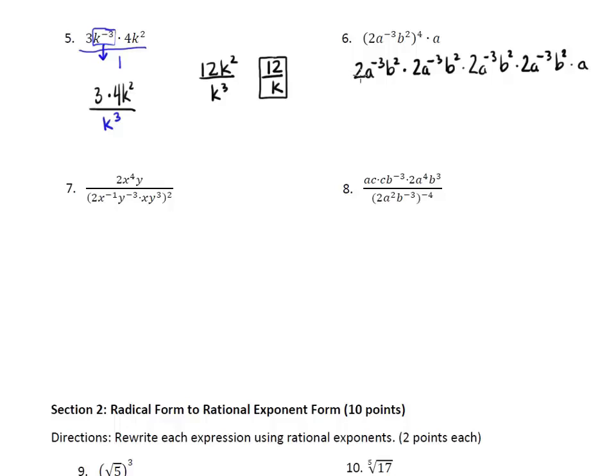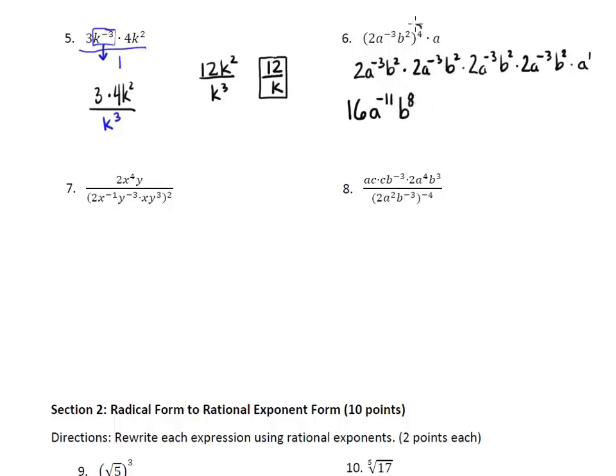All right, so now we've got 2 times 2 is 4, times 2 is 8, times 2 is 16. I have negative 3 a's, another negative 3 makes negative 6. Remember, I can just add these numbers together. That's a to the negative 6, a to the negative 9, a to the negative 12, and a to the first right here. So negative 12 plus 1 is a to the negative 11. And our b's, I got b to the 2, 2 more is 4, 2 more is 6, and then 8. So b to the 8th.